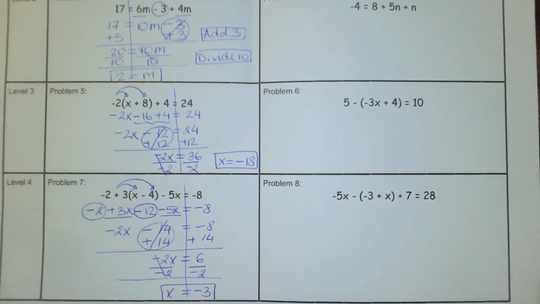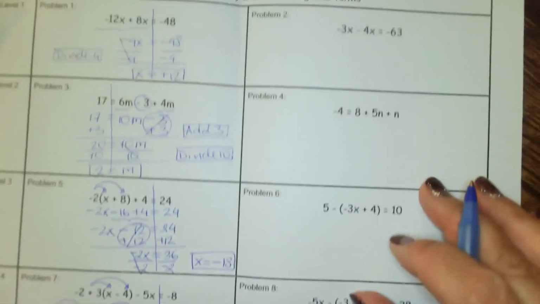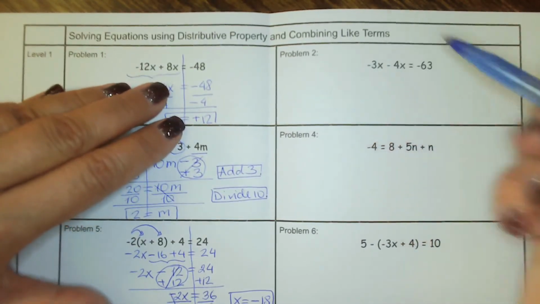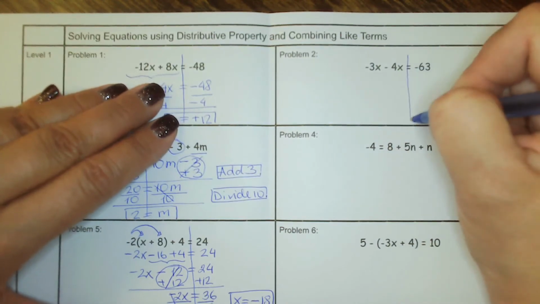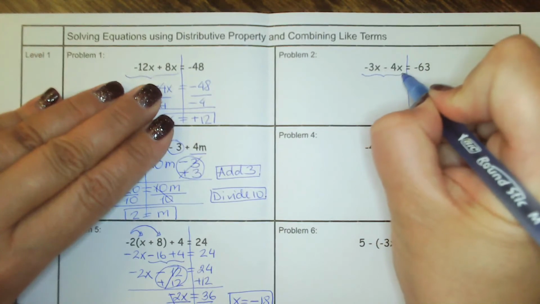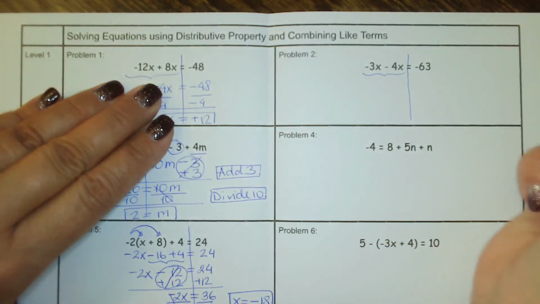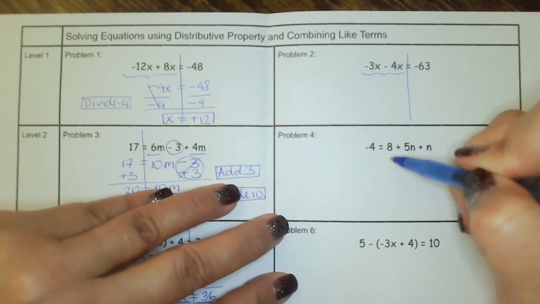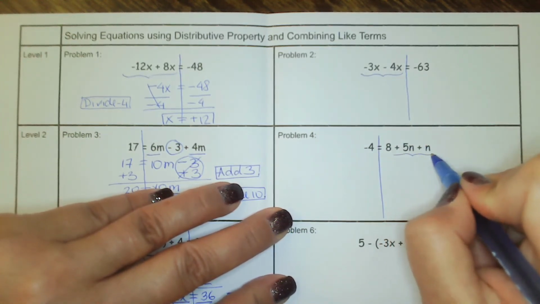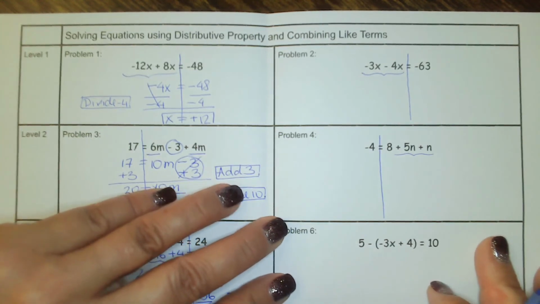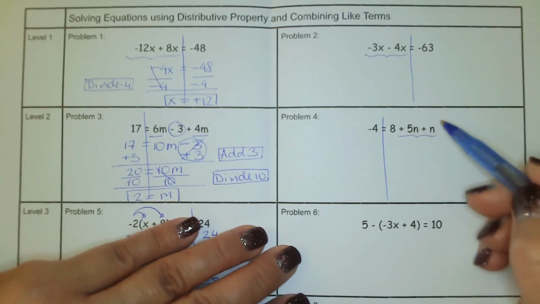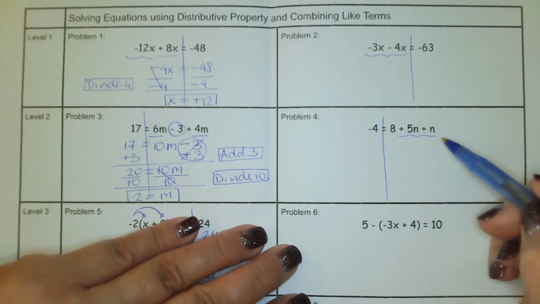So on the right-hand side, when you solve for problem number 2 in level 1, you are going to combine the like terms first, then solve for x. On problem number 4, combine the like terms first, then subtract 8, then divide. So in order to simplify the problem, always combine the like terms first.